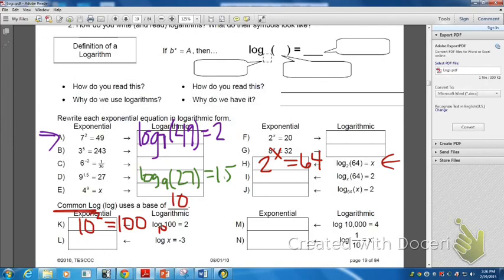Let's see if we have time. Let's do M real quick before the bell rings. What's our base on M? It's not there, so we make it 10. So 10 raised to the fourth power equals 10,000. All right, so that's how we write them back and forth, and next time we will actually solve them. We'll find what those values are, but we are out of time.